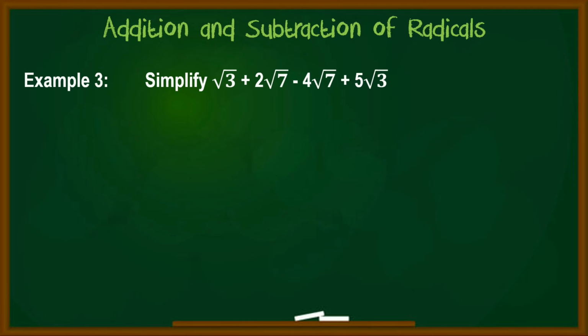Example number 3. Simplify square root of 3 plus 2 square root of 7 minus 4 square root of 7 plus 5 square root of 3. First, let us rearrange the order of terms in such a way that similar radicals are beside each other.